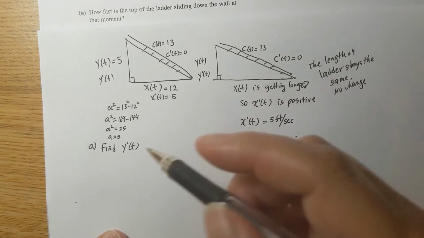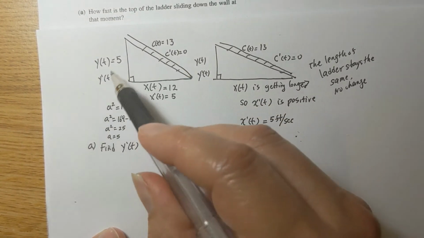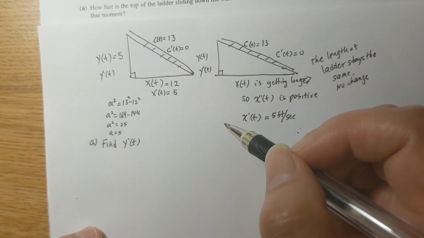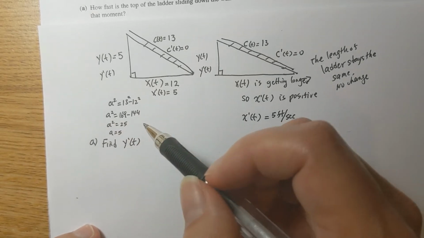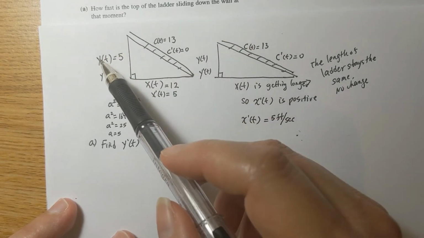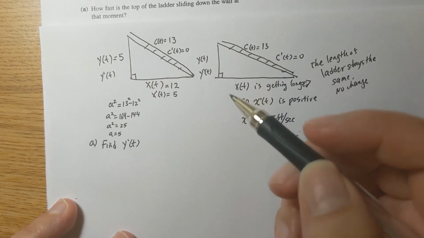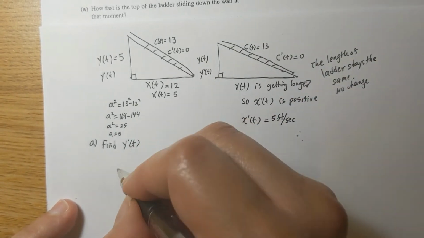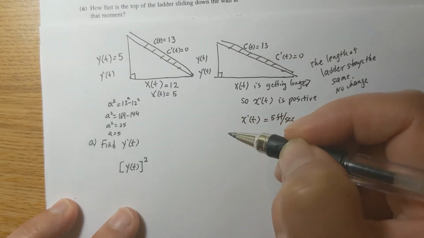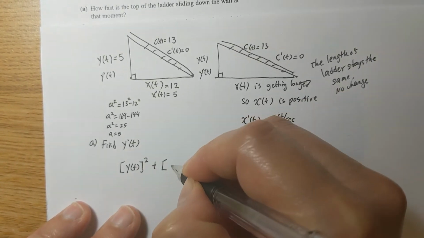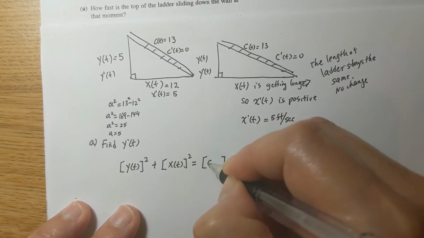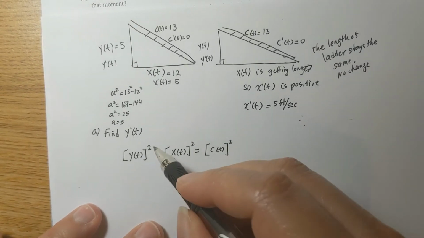So now, what formula relates all the information together? You have sides, sides, and sides, and you have a right triangle. So it is definitely going to be the Pythagorean theorem, a squared plus b squared equals c squared. But I don't want you to use a squared plus b squared equals c squared this time. I want you to stick with this notation. It's going to be the same. So a squared means y of t squared, and b squared will be x of t squared, and c of t squared. So y of t squared plus x of t squared equals c of t squared.